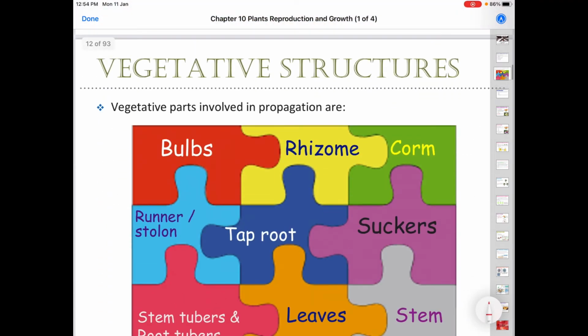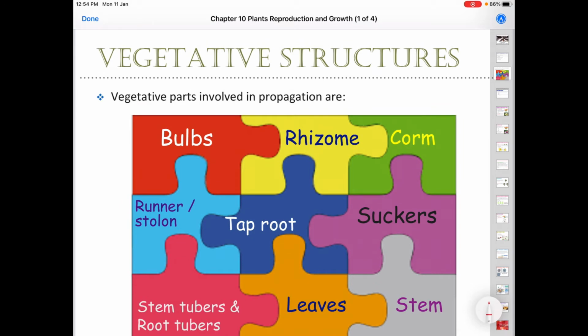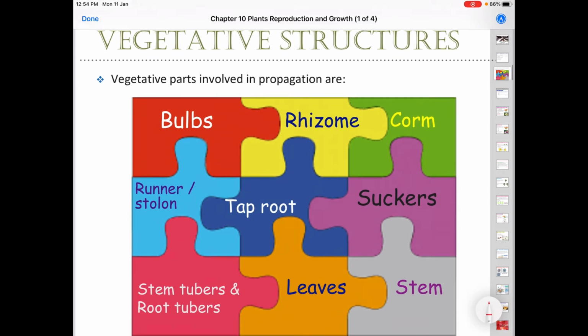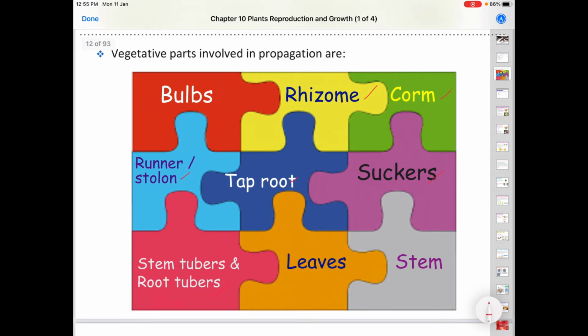These are the vegetative structures that are involved in asexual reproduction. We have bulbs and rhizome. Rhizome is the stem of the plant, but the stem is underground. So when the stem is found underground, it is no longer called a stem, but a rhizome. Then corm, the runner or stolon, the taproot, the suckers, the stem tubers, the root tubers, the leaf, and the stem.